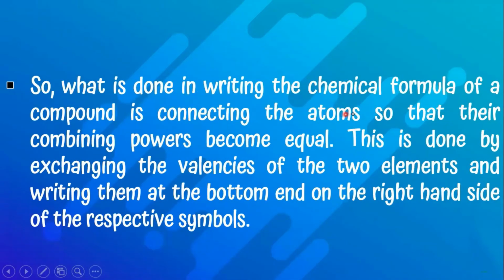So what is done in writing the chemical formula of a compound is connecting the atoms so that their combining powers become equal. This is done by exchanging the valencies of the two elements and writing them at the bottom and on the right hand side of the respective symbols. So let's try some examples.